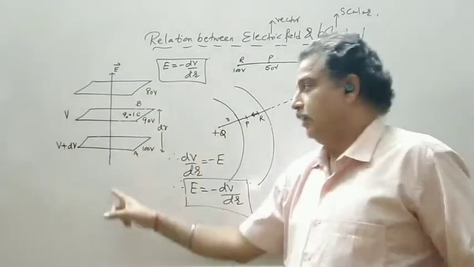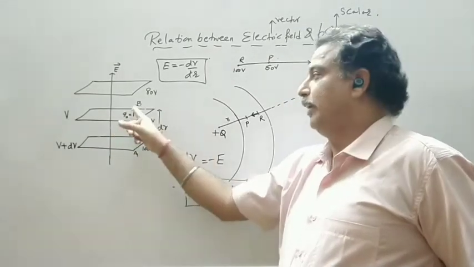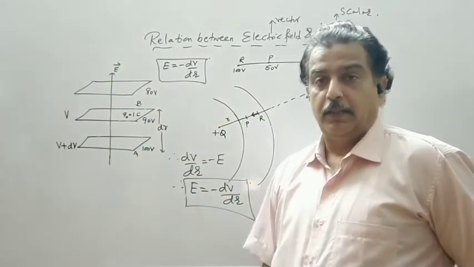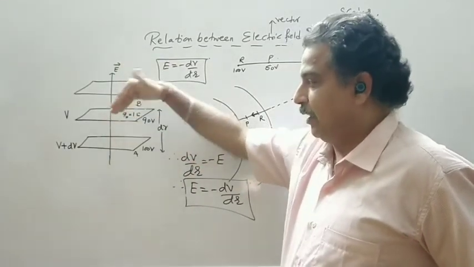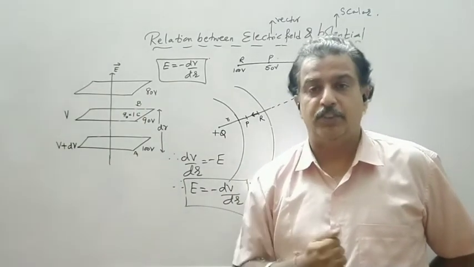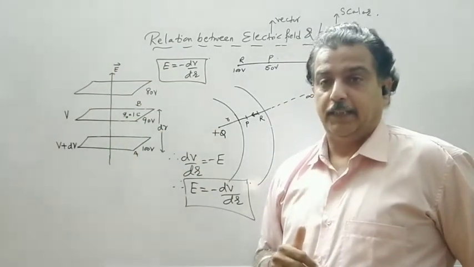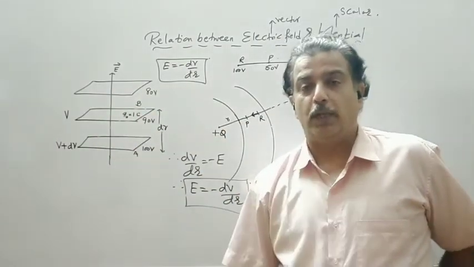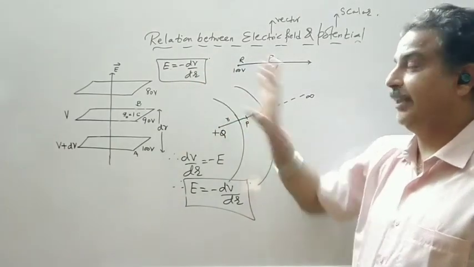Now see here, when I am moving from plane B to plane A, or point B to point A, I was moving against the field. The angle between my motion and the displacement was 0, and the angle between the electric field and the displacement was 180. So I was moving against the field. Now when I move against the field, I got the relation E is equal to minus dV by dr.